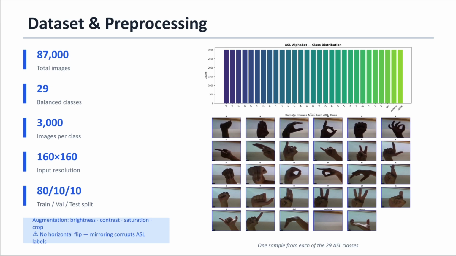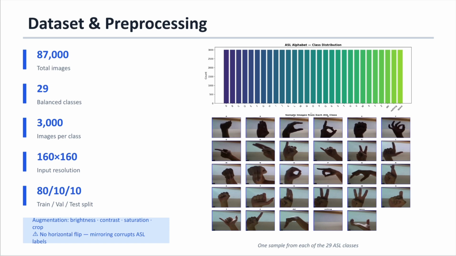We trained on the ASL alphabet dataset from Kaggle, 87,000 images across 29 classes. Letters A through Z plus delete, space, and nothing. Every class has exactly 3,000 images, making the dataset perfectly balanced. We split it 80 by 10 by 10: 69,600 for training, 8,700 for validation, 8,700 for testing, with zero overlap verified programmatically.